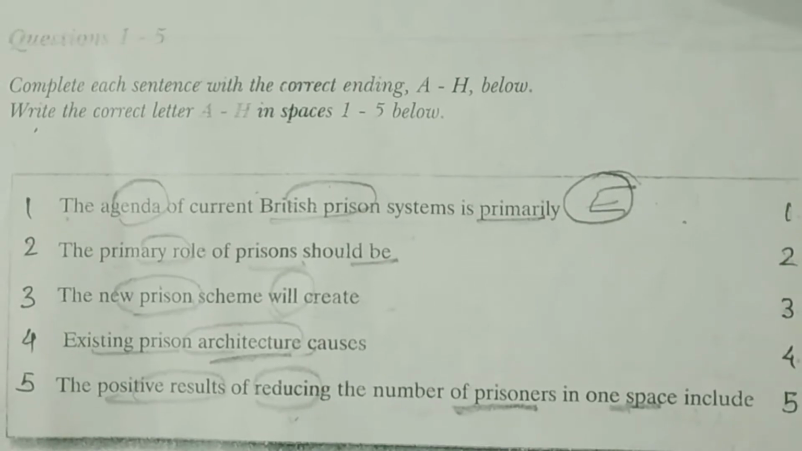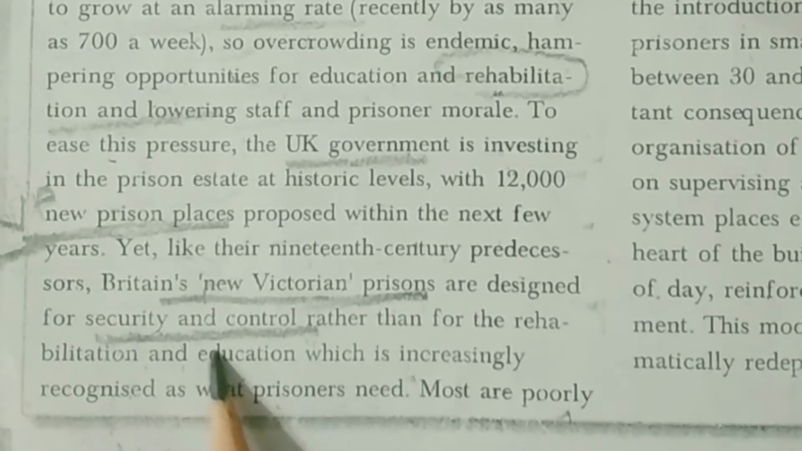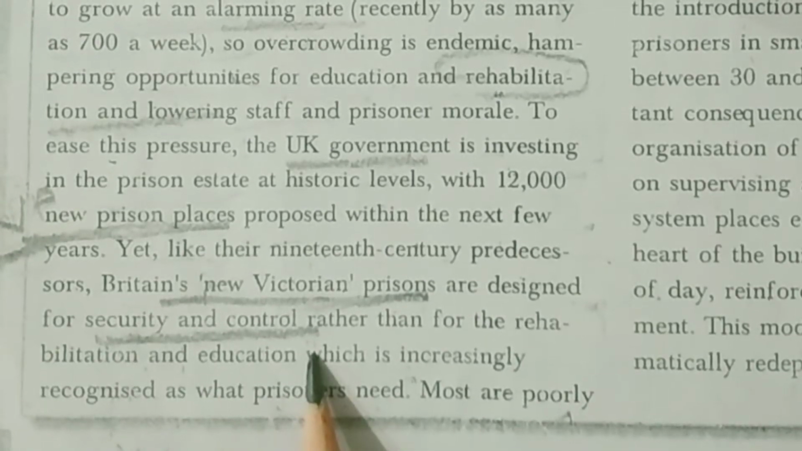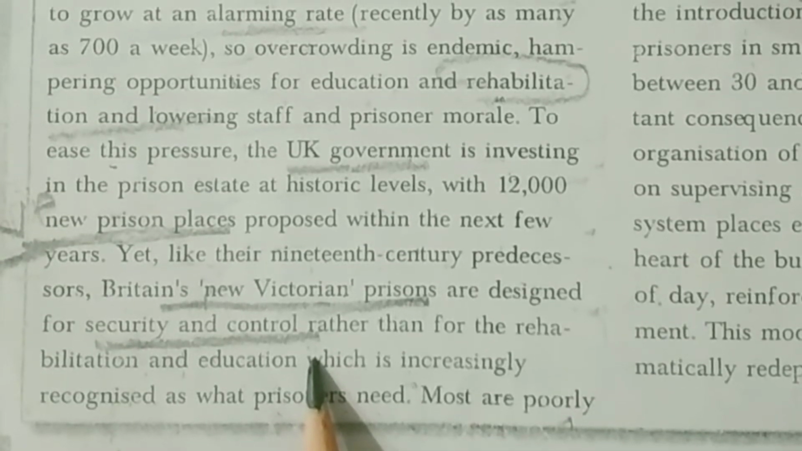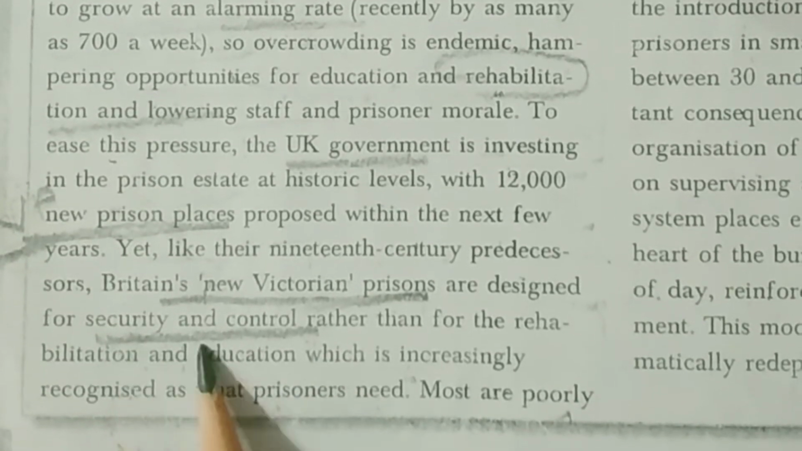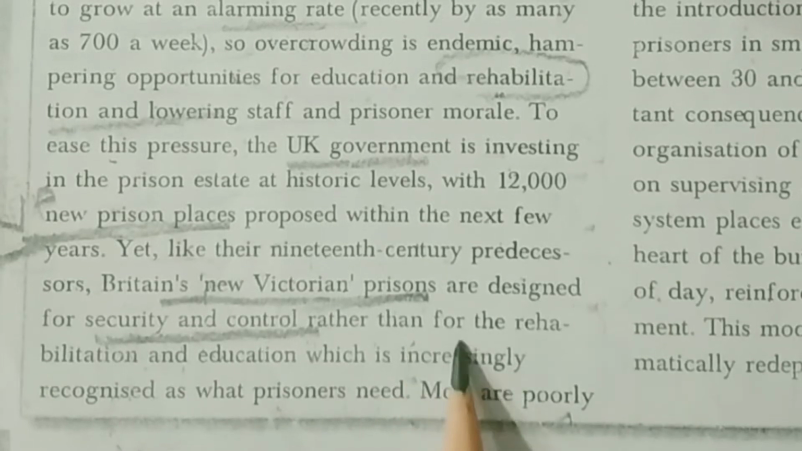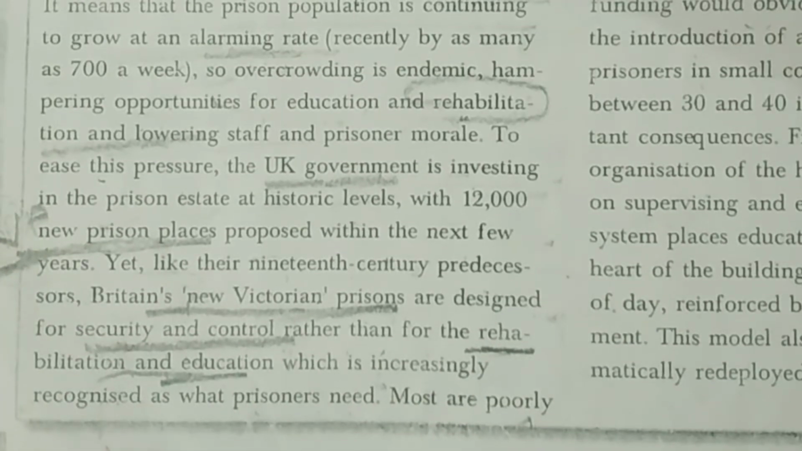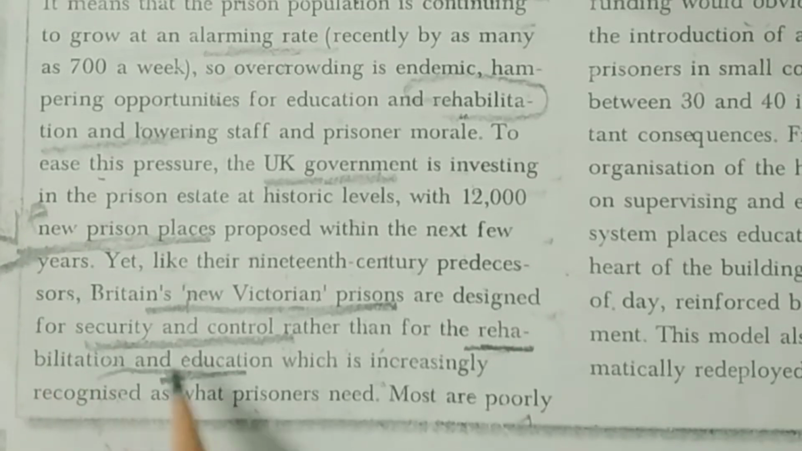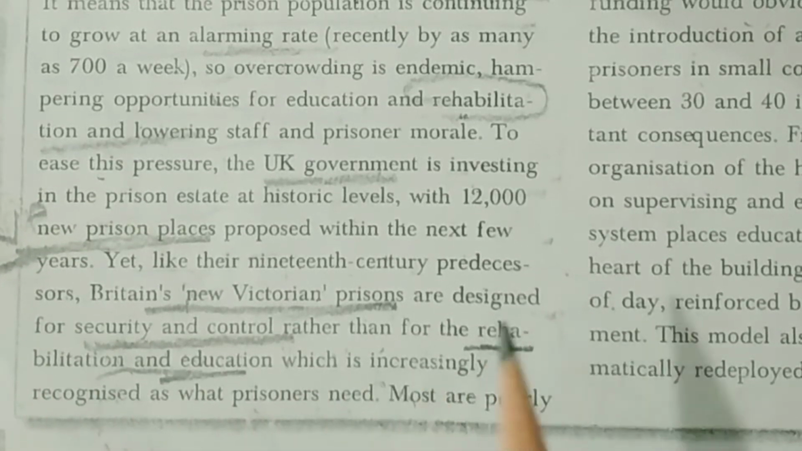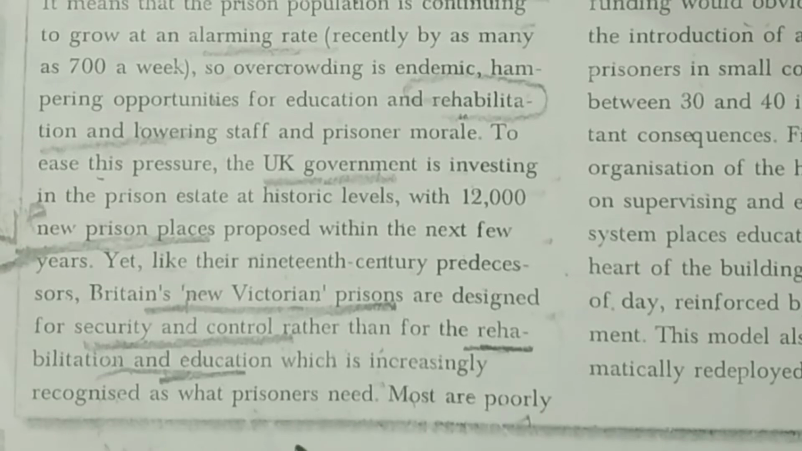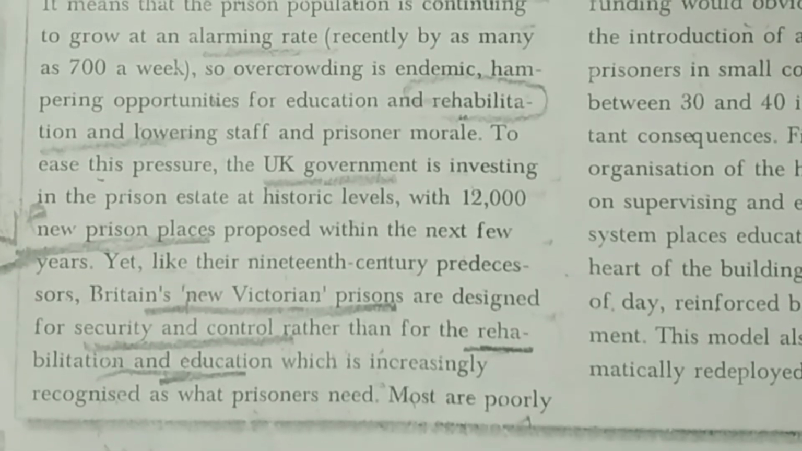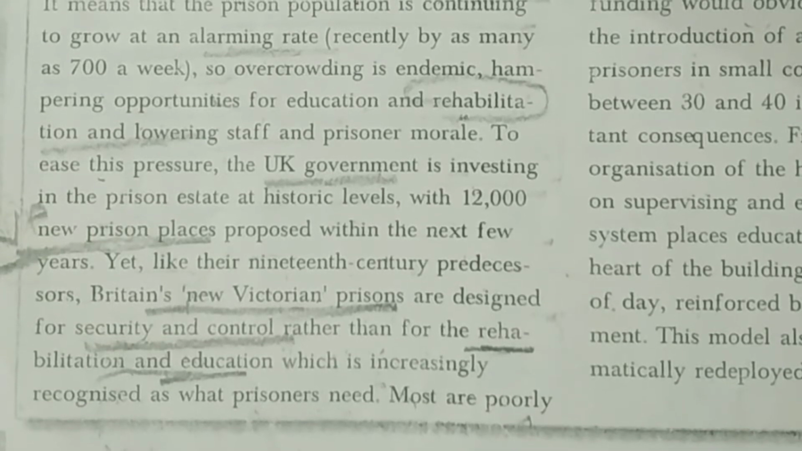I finished my first answer over here. Now the second question was the primary role of the prison. I ended it over here: security and control, rather than rehabilitation and education. It means the current role of the British prisons is to give security and control rather than rehabilitation and education. So the prison's role should be to provide rehabilitation and education.